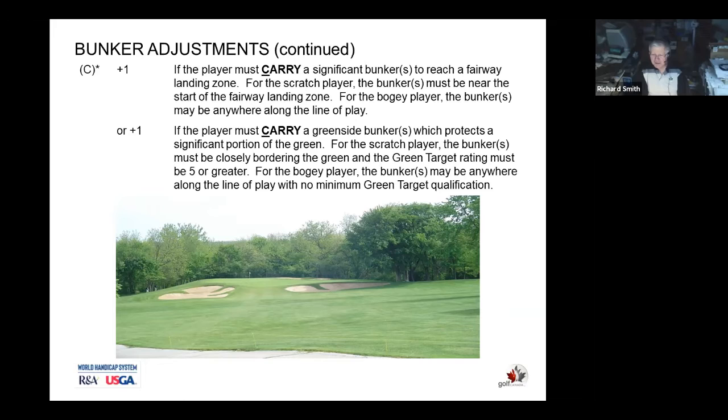Now this is a change too. It used to be that it had to be more than half of the green protected by the bunkers. And that's now just been changed to significant portion.